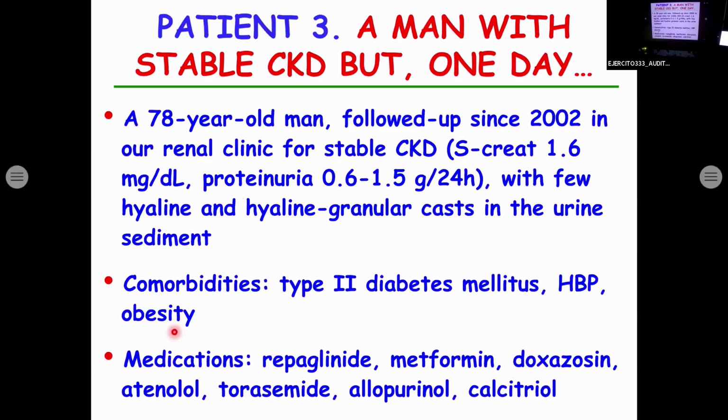Now we have the third and last patient. A 70-year-old man followed up by me in our nephrological clinic, followed up since 2002 in our renal clinic for stable CKD, serum creatinine 1.6, proteinuria 0.6 to 1.5 gram per 24 hours, with few hyaline and granular casts in the urine sediment, with type 2 diabetes mellitus, high blood pressure, and obesity as comorbidities, and the drugs which are usually used for these conditions.